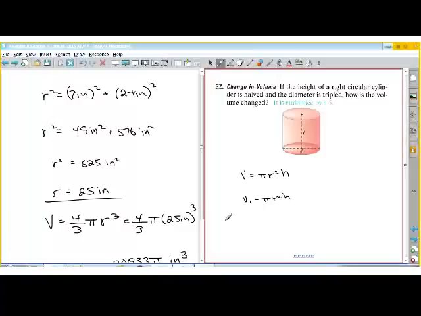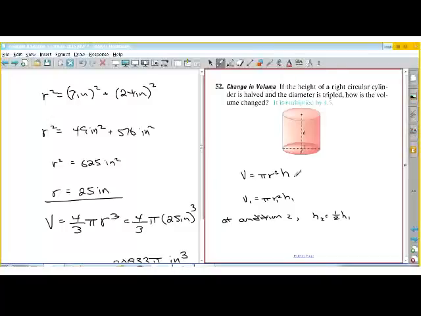Then at condition 2, what does it say? It says the height of the right circular cylinder is halved. So I'll put a subscript 1 here: that's the radius for the initial case and the height for the initial case. What it's saying is that the height for the second cylinder is 1/2 the height of the original.